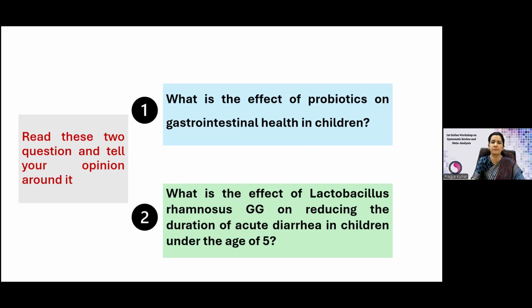Outcome? Generally, outcomes should not be too many. You can restrict to 2 or 3, not too many. In a systematic review, you can define your primary and secondary outcome, like we define our primary and secondary objective. But remember, in original research also, we say that you should not have too many objectives. You should not have many primary and many secondary objectives.